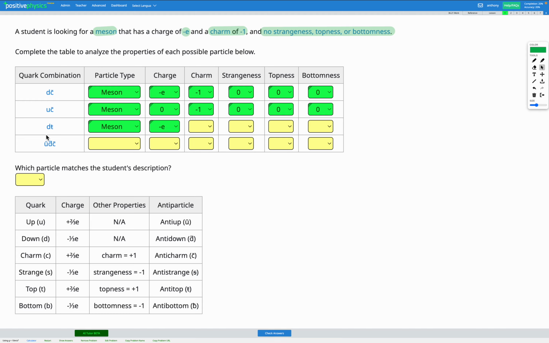Then for our other properties, we have an anti-top. Top has a topness of +1, so anti-top has a topness of -1. But we've got no charm, strange, or bottom particles, so our charm, strangeness, and bottomness are all going to be 0.